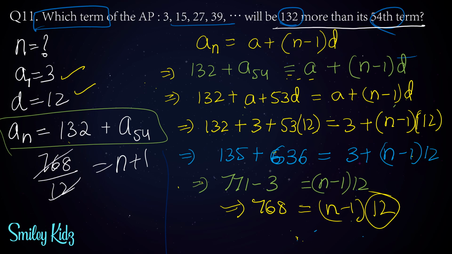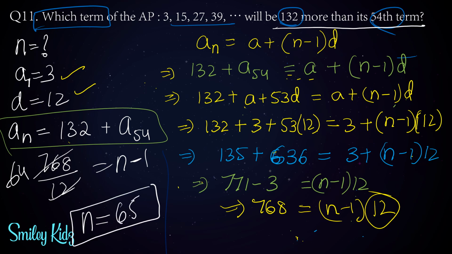Here this turns out to be 64. So N will be equal to what? 64 plus 1, isn't it? Here it's going to be minus 1, right? So N will be equal to 64 plus 1, that is equal to 65. That means the 65th term of the AP 3, 15, 27, 39 and so on will be 132 more than its 54th term.